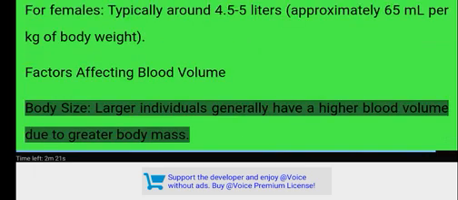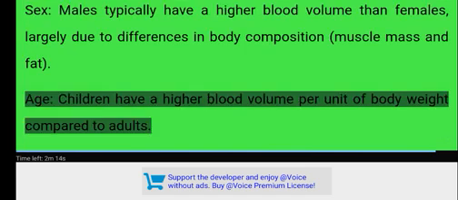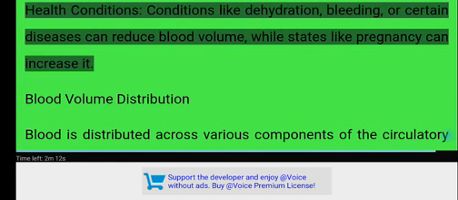Factors affecting blood volume. Body size: larger individuals generally have a higher blood volume due to greater body mass. Sex: males typically have a higher blood volume than females, largely due to differences in body composition, muscle mass, and fat. Age: children have a higher blood volume per unit of body weight compared to adults. Health conditions: conditions like dehydration, bleeding, or certain diseases can reduce blood volume, while states like pregnancy can increase it.